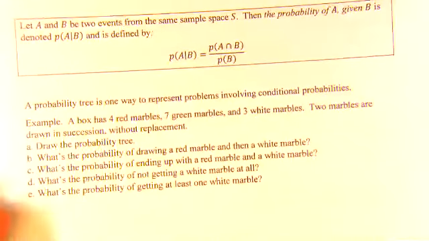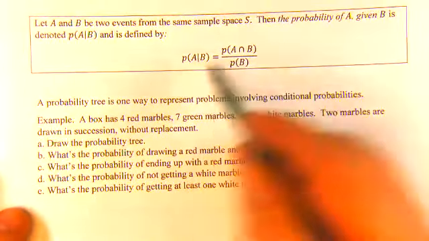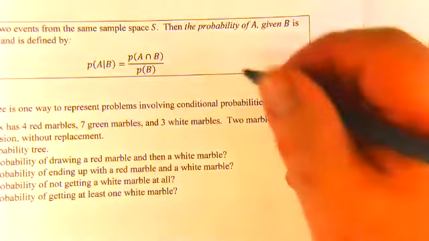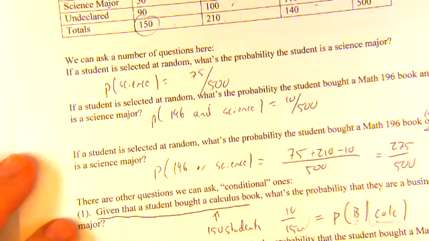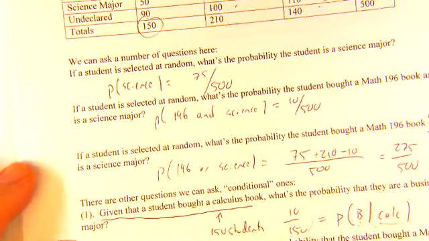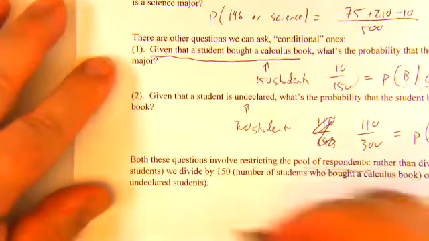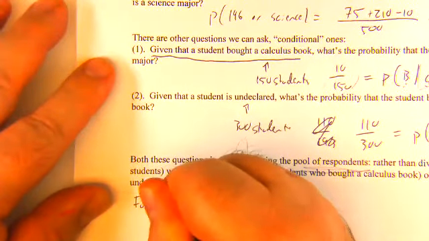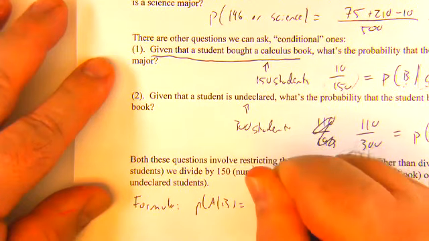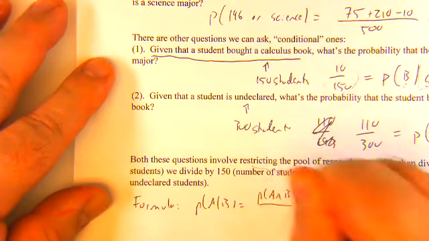So the formula is this: probability of A given B equals probability of A intersection B divided by probability of B. So for problem 2, we'll just put it down here. The formula: probability of A given B is probability of A and B over probability of B.